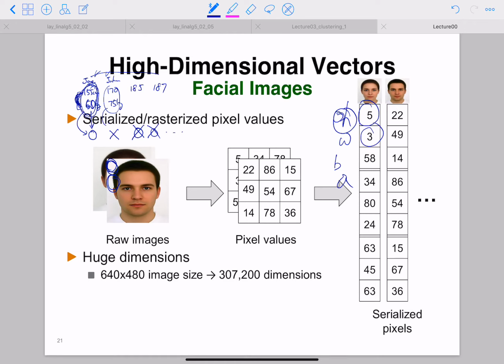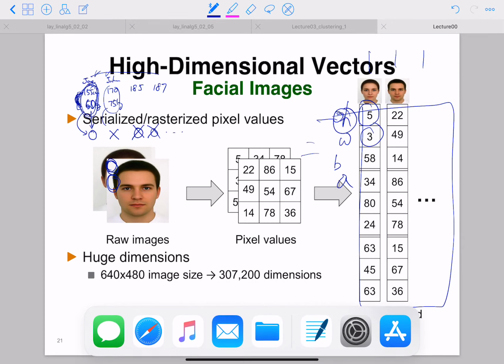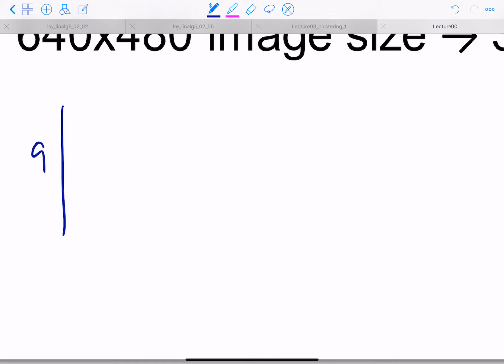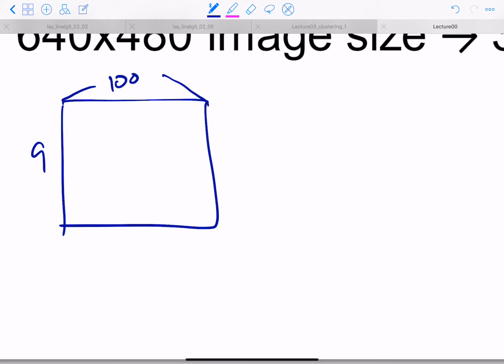Collecting all these facial images in this form, we suddenly obtain a matrix, okay, where rows are our dimensions or the pixel locations, and the columns are our data items. So in this case, suppose we apply some matrix factorization, and this matrix is factorized into A and B. More concretely, suppose we have 9 pixels, and suppose we collected 100 people's images.